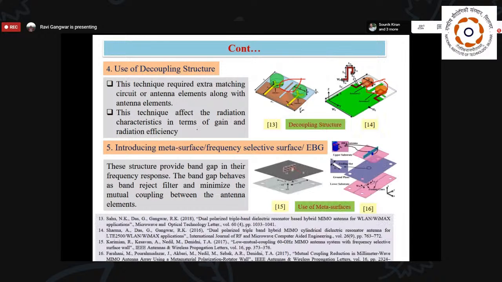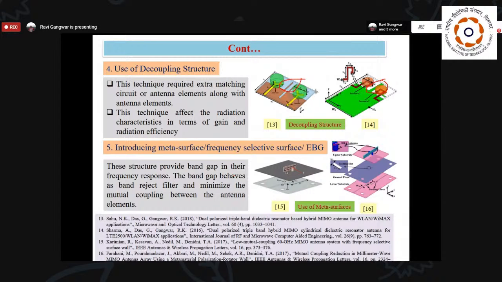And the last one is basically the introduction of metasurfaces or frequency selective surfaces or EBG to improve the isolation. So here we are going to put these specially designed structures in between your antenna elements so that we are able to get better isolation. But the major problem is that we require very good precision to place these structures in between the antenna elements or on top of the antenna elements.